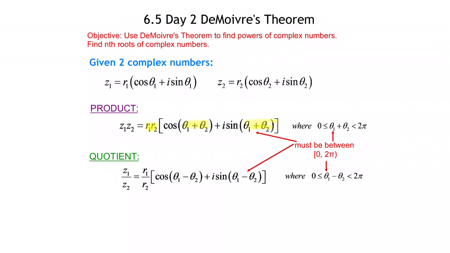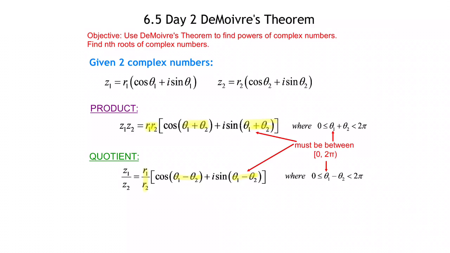With the quotient property, you will divide the r values, but you will subtract the two angles, and make sure you subtract them in the correct order. So if you're taking z sub 1 divided by z sub 2, then it's theta sub 1 minus theta sub 2.